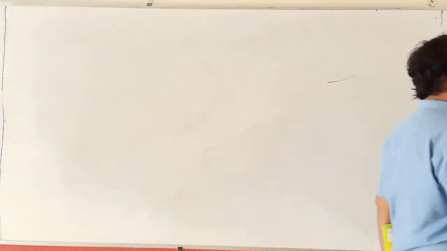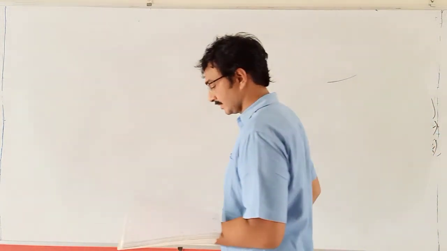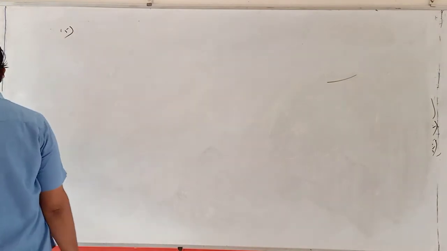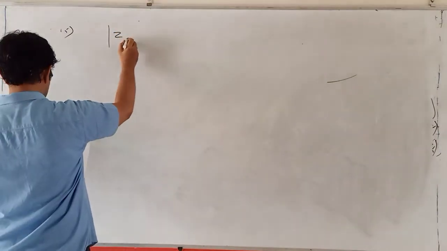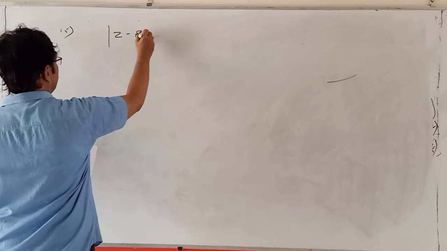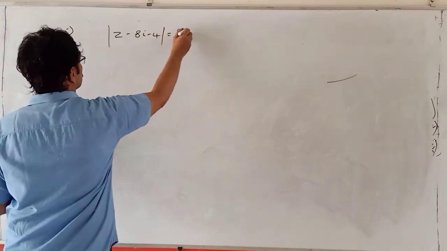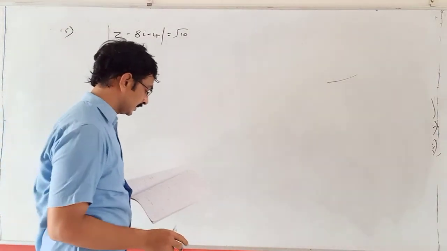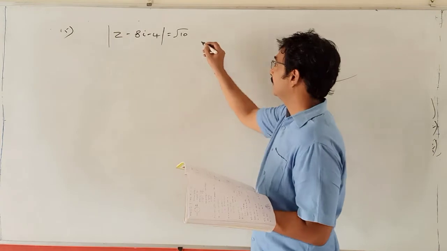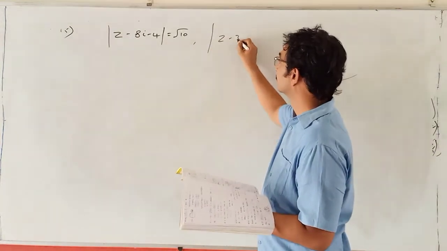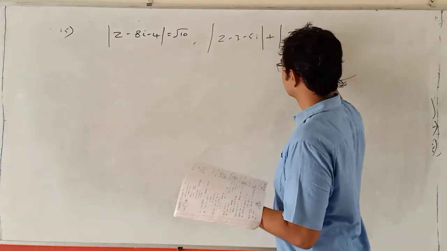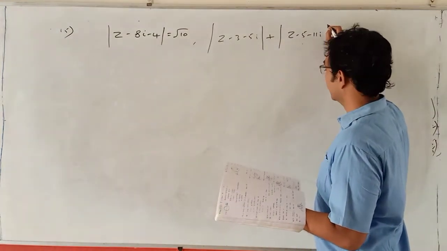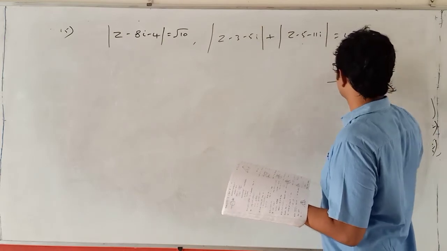Next, the 15th one. Number of points of intersection of modulus of z minus 8i minus 4 equal to root 10 and modulus of z minus 3 minus 5i plus modulus of z minus 5 minus 11i equal to 4 root 5.